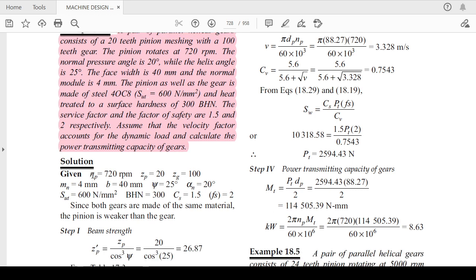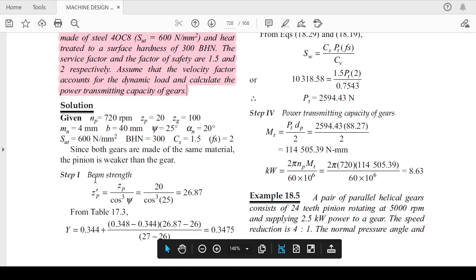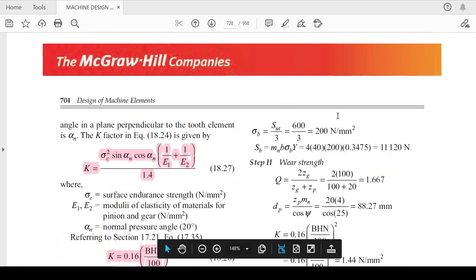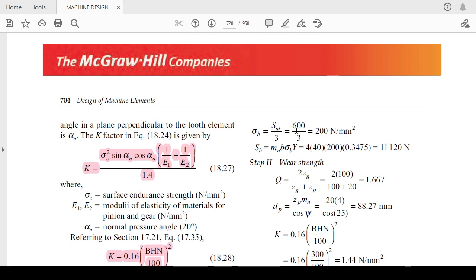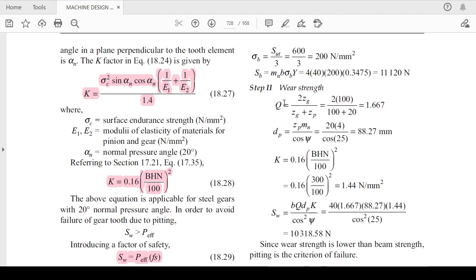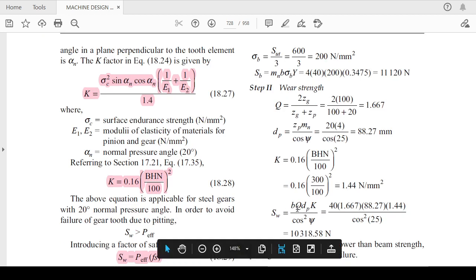Whatever data is given, they have noted it down. After that, they have calculated the beam strength. ZP, the virtual number of teeth, is calculated. Then the Lewis form factor, which depends on the virtual number of teeth, and then the sigma v value. Then we can calculate SB, the beam strength, in newtons.